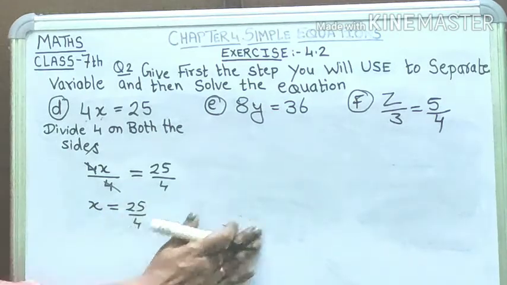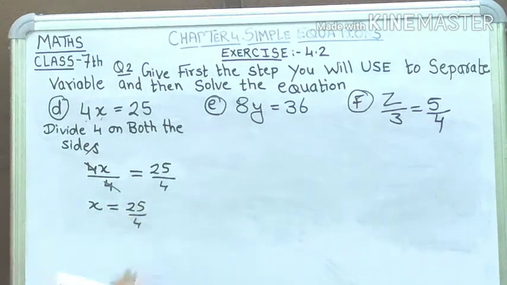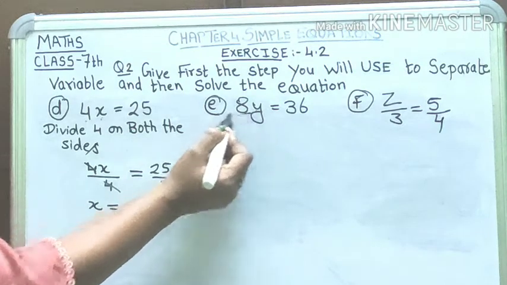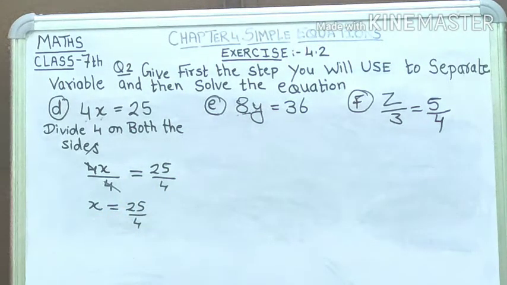So the answer is 35 upon 4. Got it? Now come to the E1. E1 is 8y equal to 36. Again here we can see that between the variable and the number no sign is given. So it means it is a multiplication. And when the multiplication is given, to separate the variable we have to divide it.